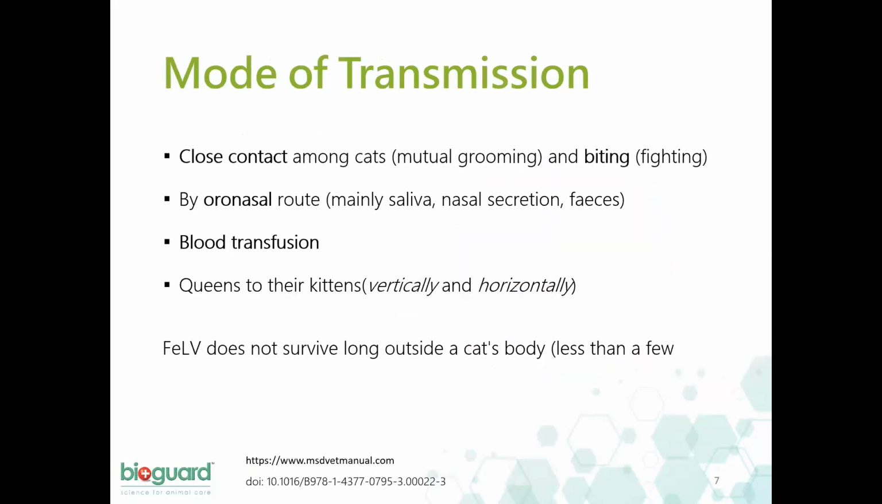As for the mode of transmission, FeLV is transmitted primarily through direct contact with infected saliva and urine. This can happen in several ways, like mutual grooming. Cats spend a significant amount of time grooming each other, and during grooming of an infected cat, the virus can be transferred through saliva. It can also be transmitted through bite wounds. When cats fight, bite wounds can provide a direct route for the virus to enter the bloodstream of an infected cat.